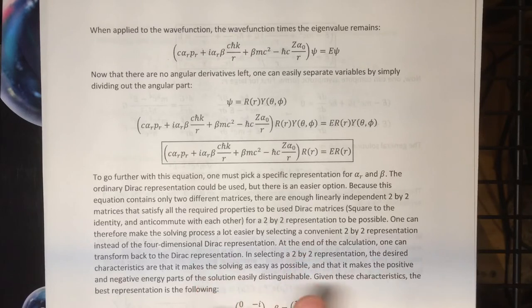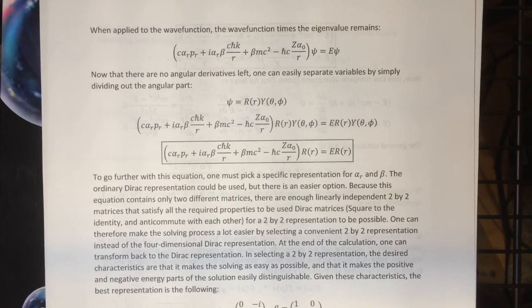Also, just like in the Klein-Gordon and Schrödinger case, the energy eigenvalues come from the radial part of the problem. Okay, so to go further with this equation, one must pick a specific representation of alpha r and beta. The ordinary Dirac representation could be used, but there is an easier option. Because this equation contains only 2 different matrices, there are enough linearly independent 2x2 matrices that satisfy all the required properties to be Dirac matrices for a 2x2 representation to be possible, where the properties required are that they square to the identity and anti-commute with each other.